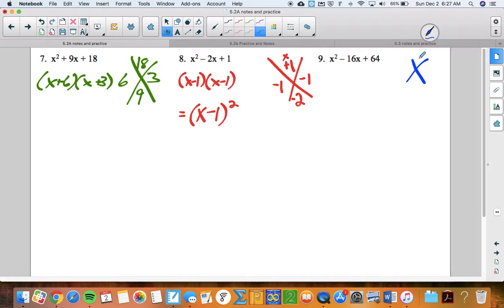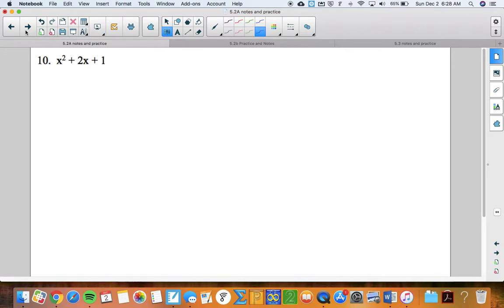Here we're looking for numbers that multiply to 64 and add to -16. Both numbers are either positive or both negative because we have a positive product. So -8 and -8 do it. Same number again, so our factors are going to be the same. And then we can write that as x minus 8 quantity squared. Boom.